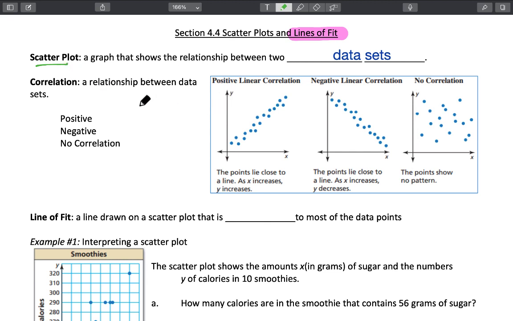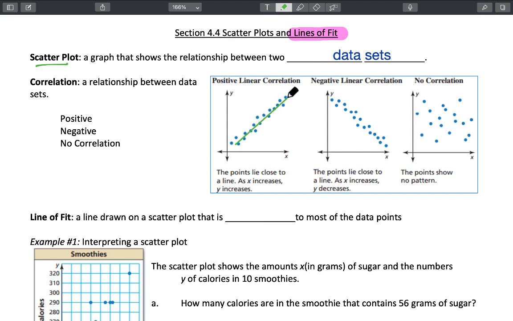Those data sets are plotted on what's known as a scatter plot. Oftentimes there's a relationship between a pair of data sets, such as the number of years old a vehicle is and the cost of that vehicle going down. Or sometimes there's a positive relationship, like the number of hours you've worked and the amount that you get paid. A correlation just talks about whether that data is a positive, negative, or no correlation, and that all depends on the slope of the line of best fit.